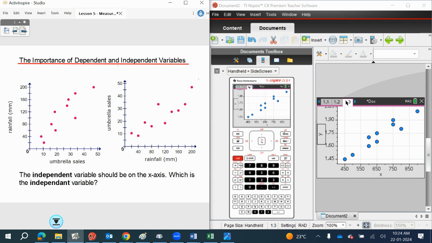All right, so does umbrella sales cause the rain to fall? No. Does rain falling cause umbrella sales? Yes. So rainfall is obviously independent. The rain can still fall without the invention of the umbrella. This is the independent variable.